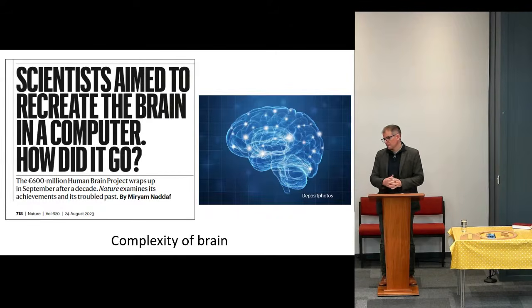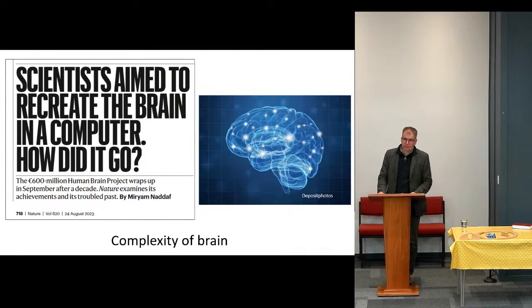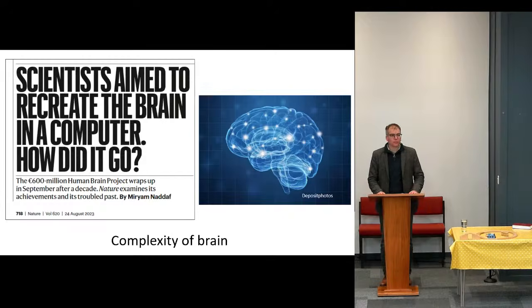And then this article was written in the journal Nature when that project had finished, asking how the project had gone. And the answer basically was they couldn't do it. With all that money, all those bright people working together, they couldn't recreate the human brain on a computer. It's more complex than anything we can make, and maybe it even suggests to us our brain is more than just a computer. Maybe our brain has a component that is not even physical.